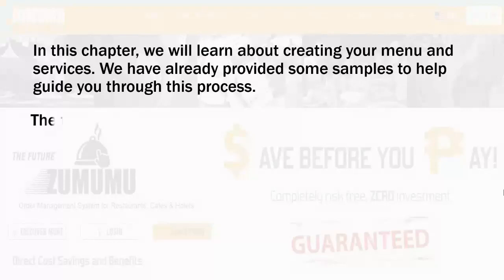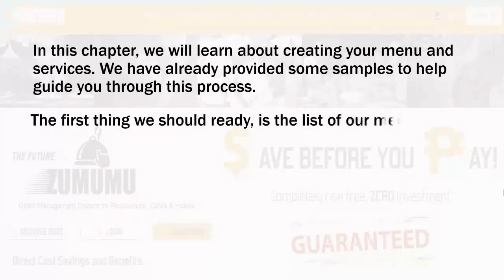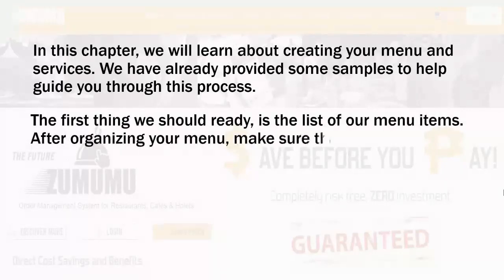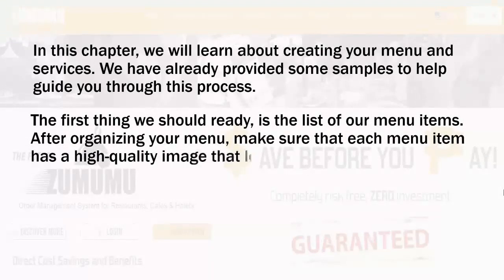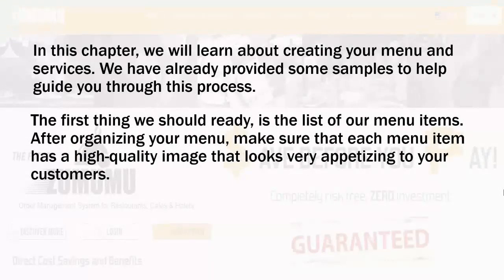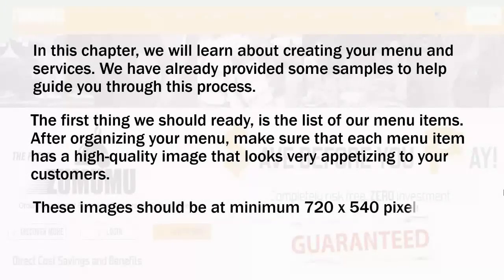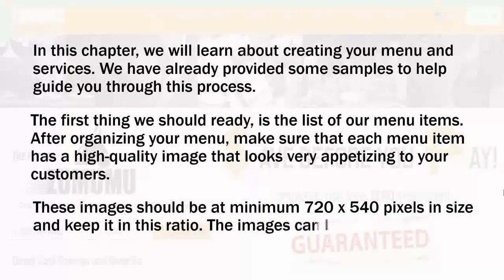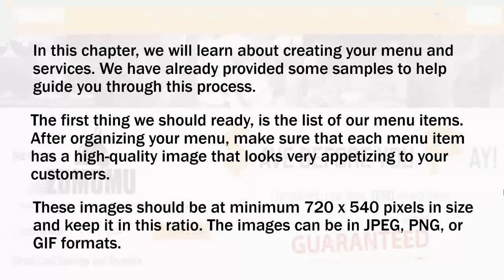The first thing we should ready is the list of our menu items. After organizing your menu, make sure that each menu item has a high-quality image that looks very appetizing to your customers. These images should be at minimum 720 by 540 pixels in size, and keep it in this ratio. The images can be in JPEG, PNG, or GIF formats.